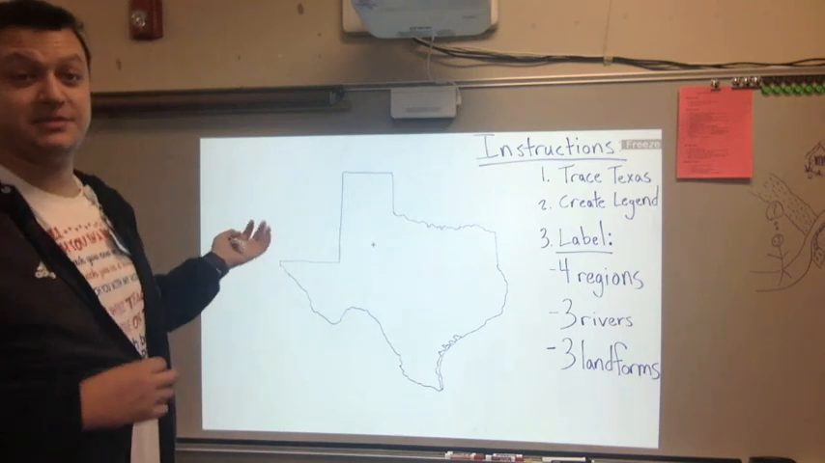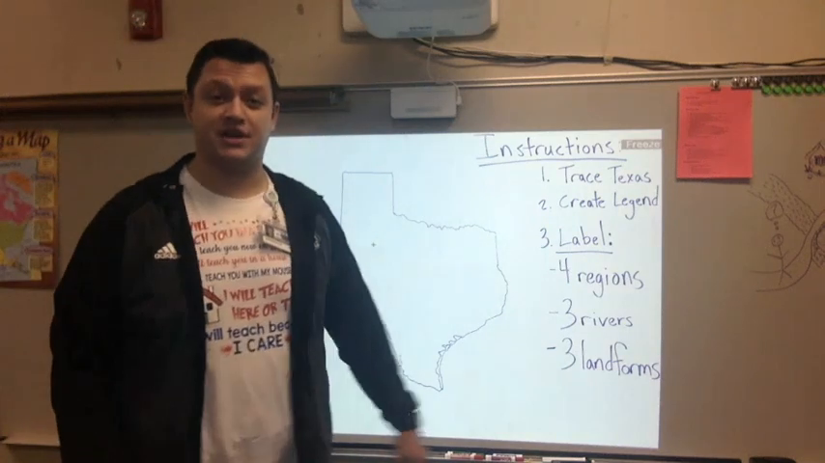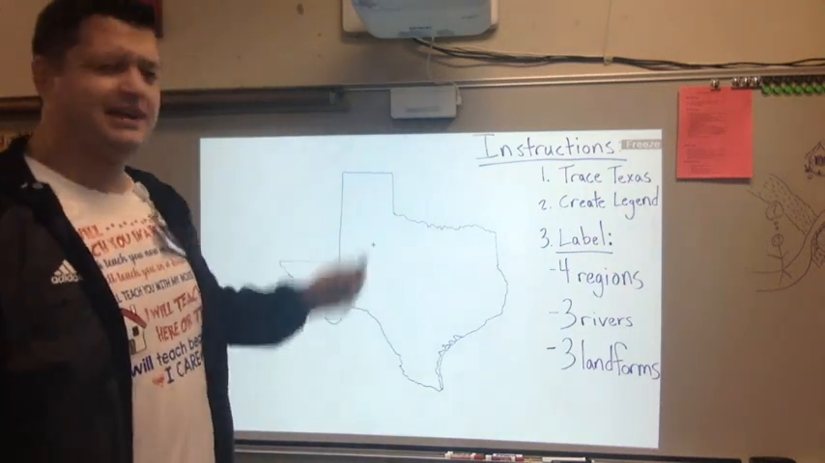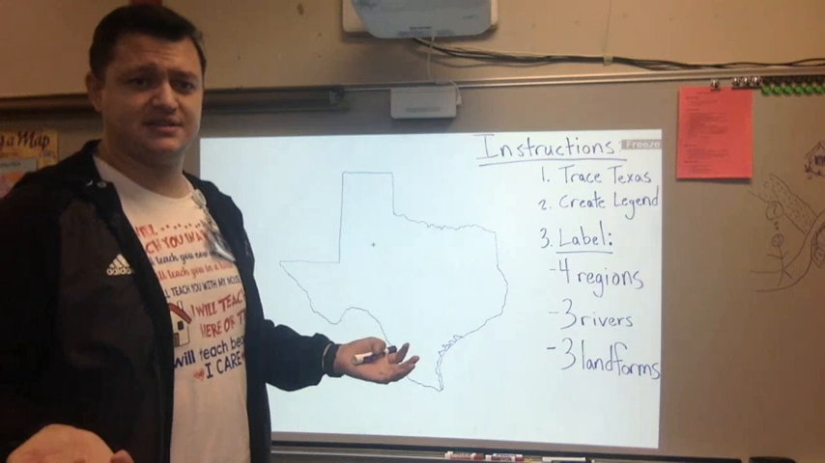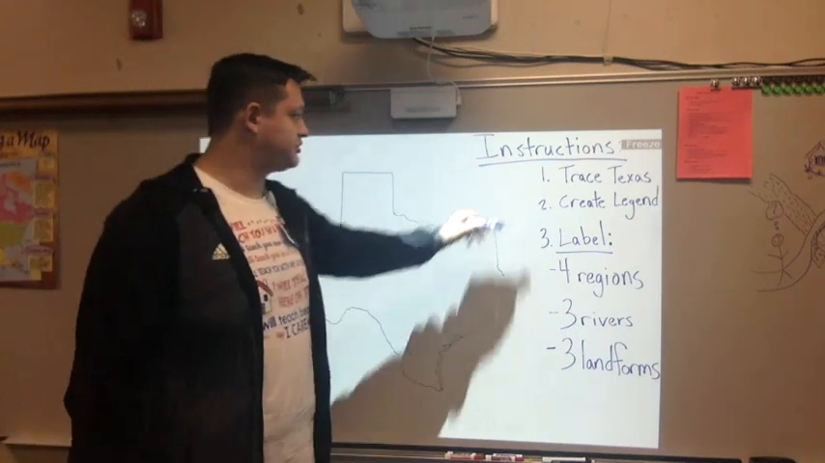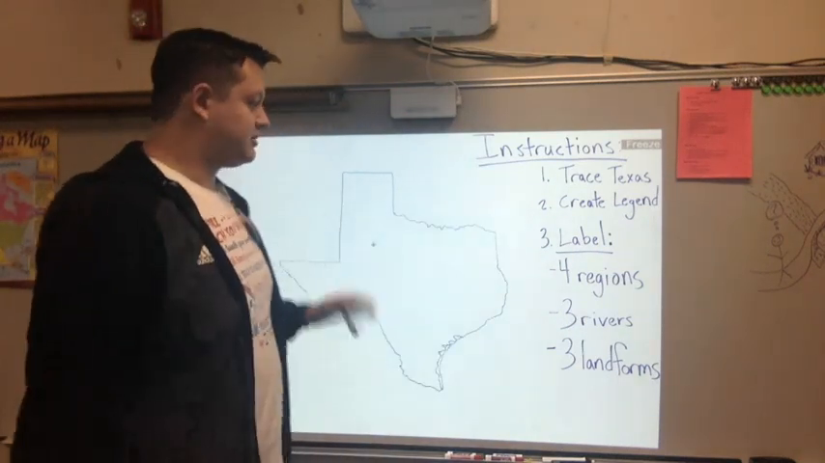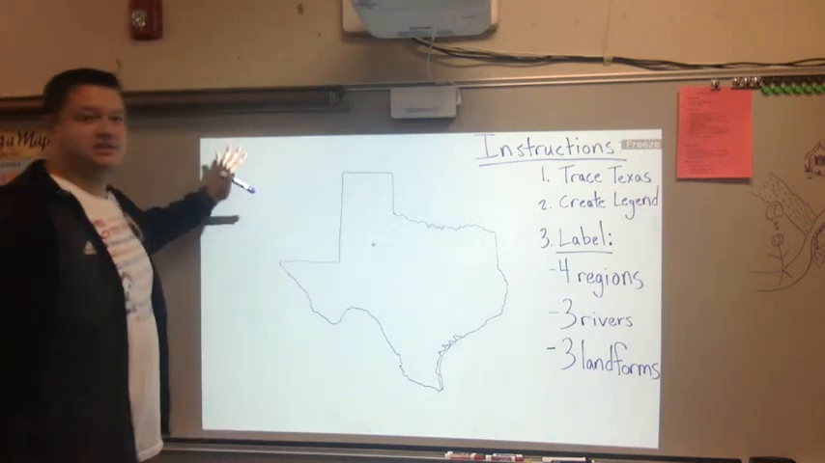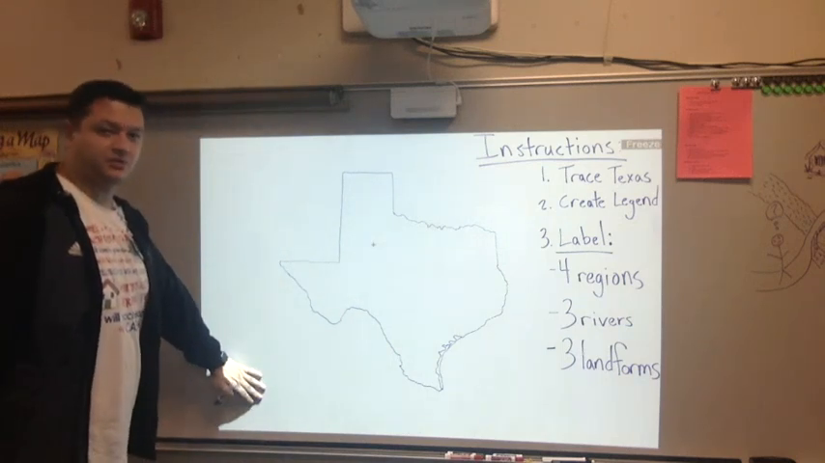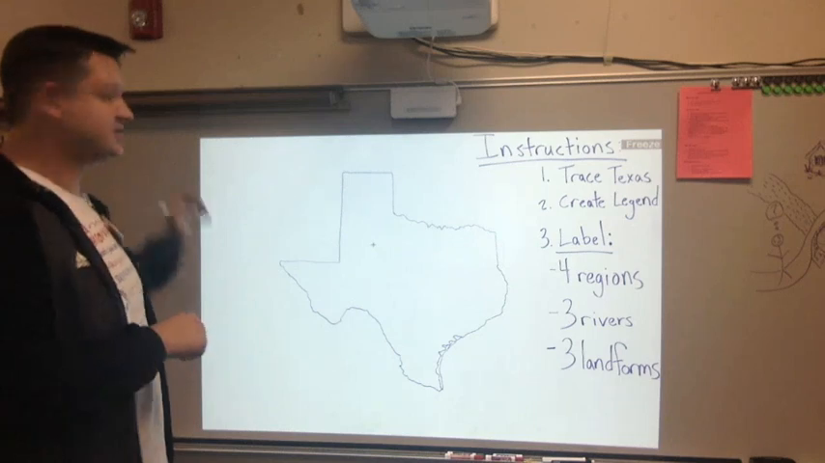No, just kidding. I traced mine because that's the instructions, right? Trace it. But you don't have to. If you have to freehand it, that's okay, as long as it kind of looks like Texas, right? So, number two, create your legend. Now, it can be somewhere on your paper. Usually it's either in the top corner or the bottom corner. And because I'm tall, it's going to be in the top corner.